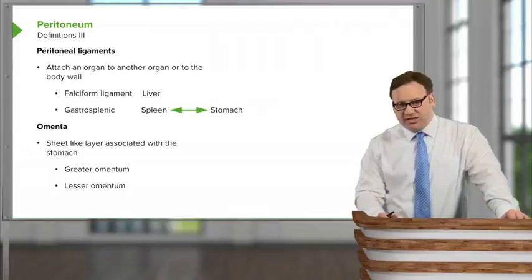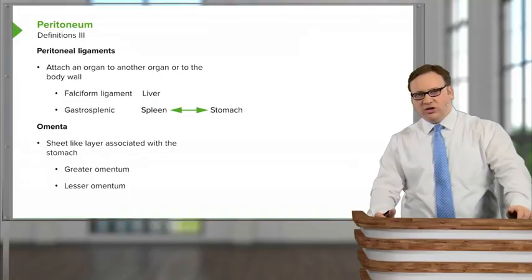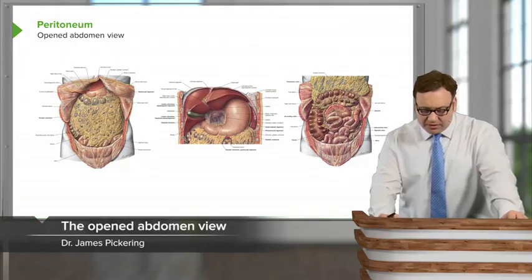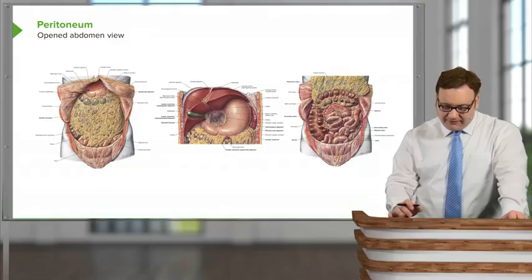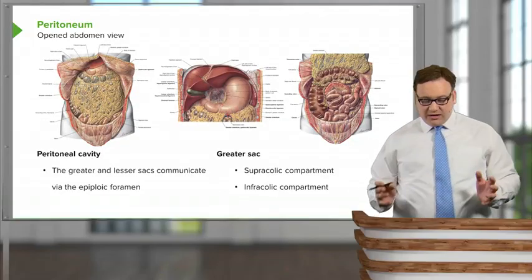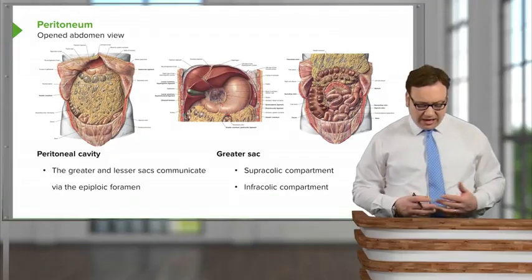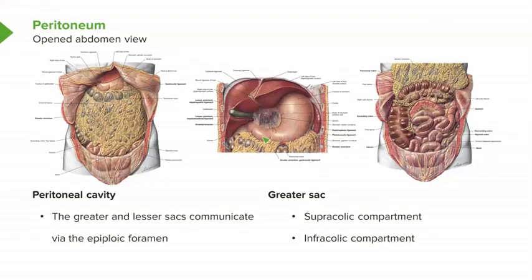So we've looked at these definitions. Now let's put them into some kind of context by looking at the actual opened abdomen and seeing what we can find. So here we have an opened abdomen. We have the peritoneal cavity has been exposed. Now, here we can see the flaps of the anterior abdominal wall.